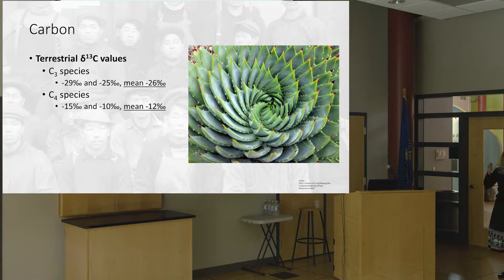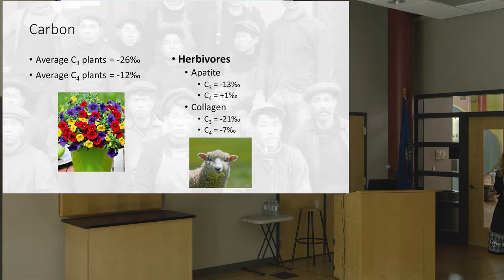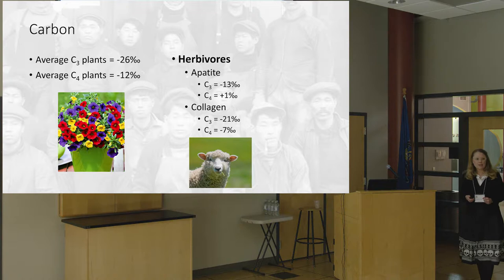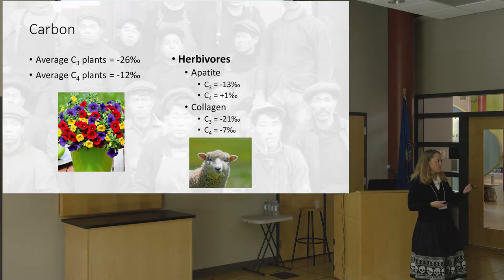Now, we've seen this before, right? Those values, those are your means. Now, what about things that eat those? So we have fractionation in the tissue. So we have apatite values of negative 13 to positive 1, depending if you're eating a solely monoisotopic C3 versus C4 diet. And apatite is the inorganic fraction of bone and teeth. So the hard stuff, right? Collagen is your more flexible tissues, like the soft organic component.